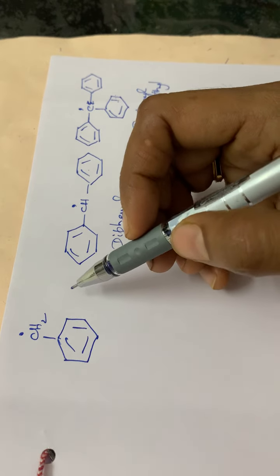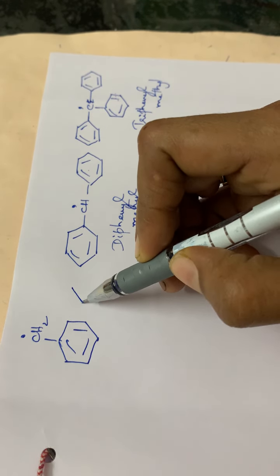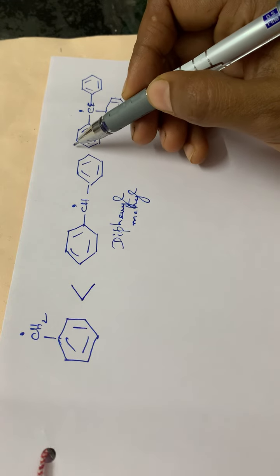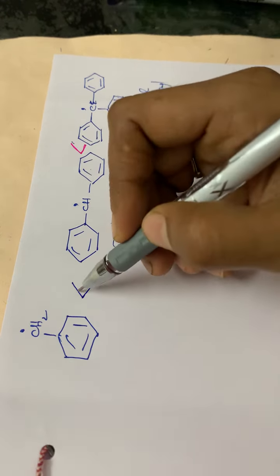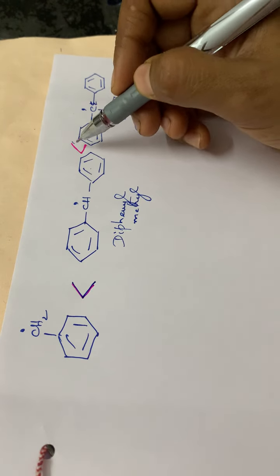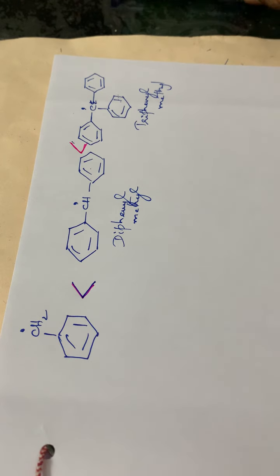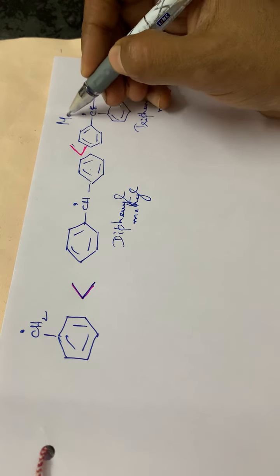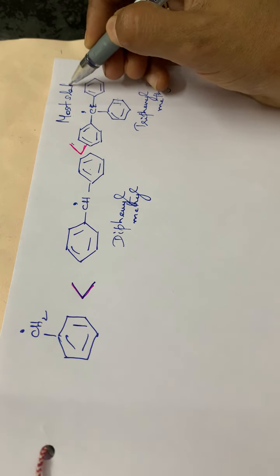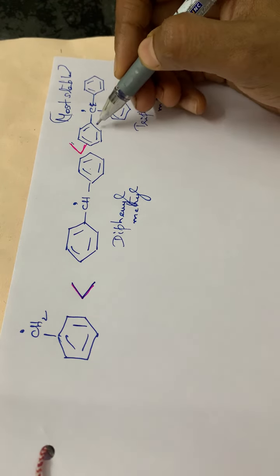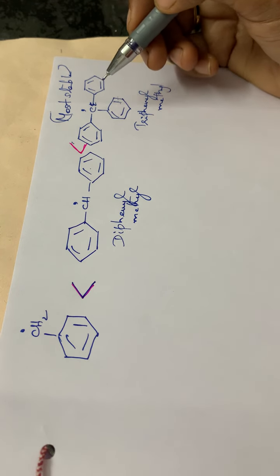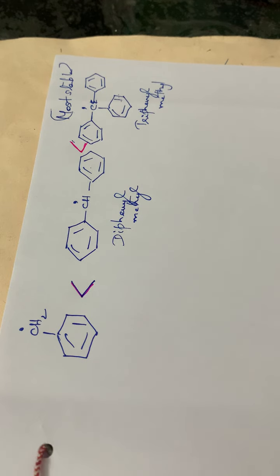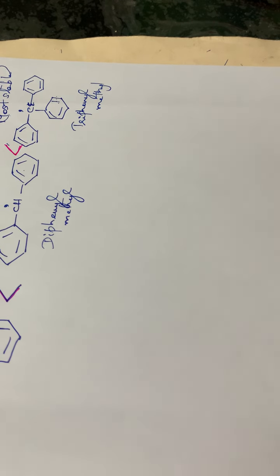Okay, so the stability, benzyl will be less stable than this diphenyl methyl, which is less stable than this triphenyl methyl free radical. Okay, benzyl less than diphenyl methyl, then less than triphenyl methyl. So the most stable one will be this triphenyl methyl free radical, since the delocalization is carried over these 3 rings. Okay, so we can compare the stability of all the free radicals in this order.